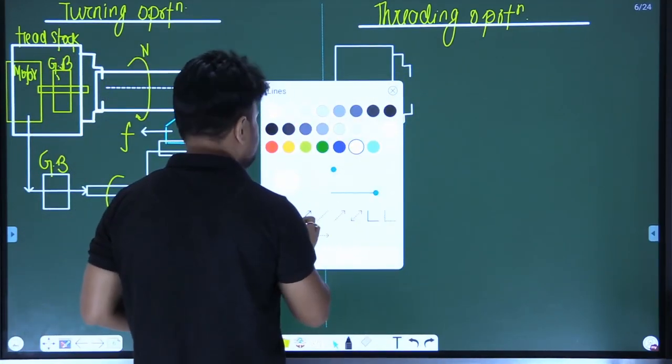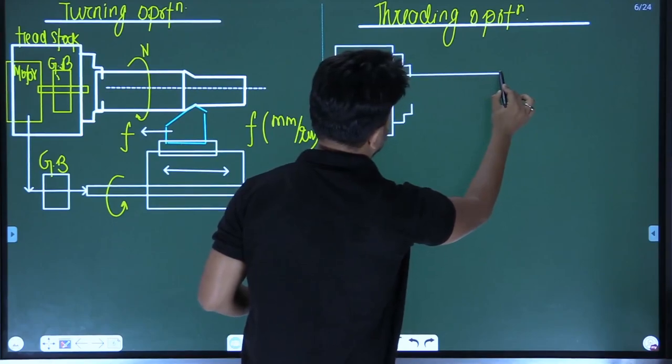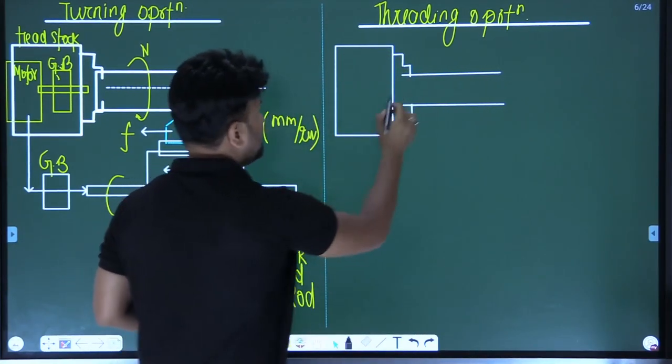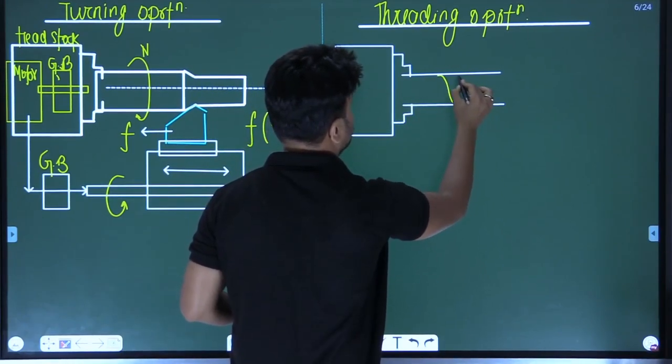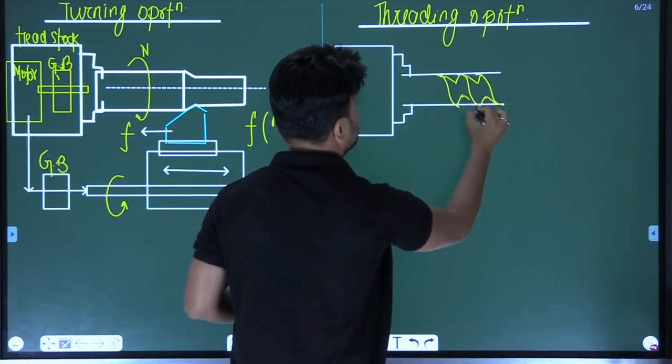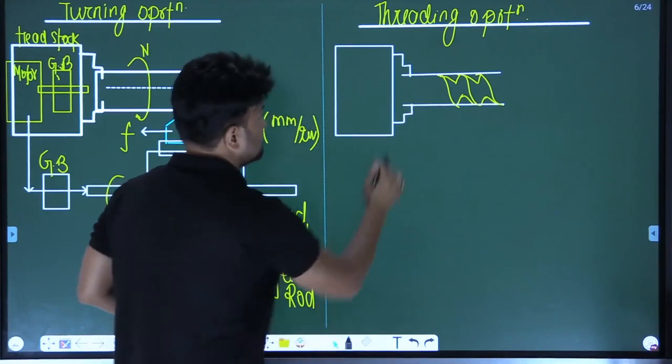So let me give you the proper view of the thread. Suppose that if you want to cut a thread, got it.